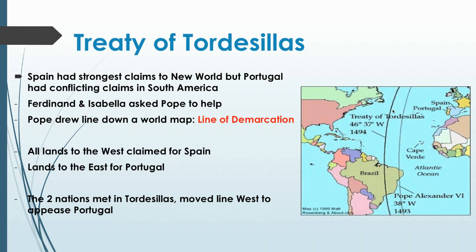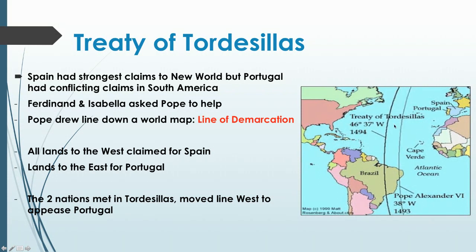And so they come with a map showing the lands that they have discovered, and they say, Pope, please help us out. Can you help us determine which country gets which land? And so the Pope is going to draw a line right down the middle of the world map. And this is called the line of demarcation. The Pope says all the lands to the west will go to Spain, all the lands to the east will go to Portugal.